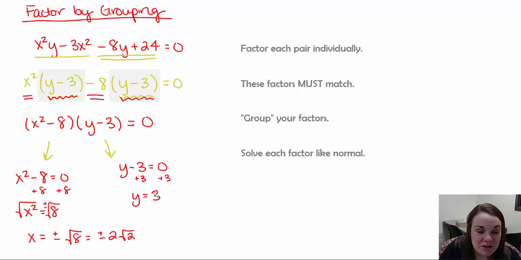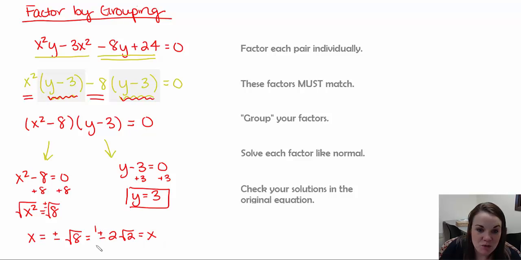So what I want to do is go back into my original equation. This is my x right here. I have two possibilities for x, a positive 2 root 2 and a negative 2 root 2, and I have one possibility for y. I check them in my original equation, and as long as they all work, meaning they equal 0, then those are in fact solutions of my polynomial.